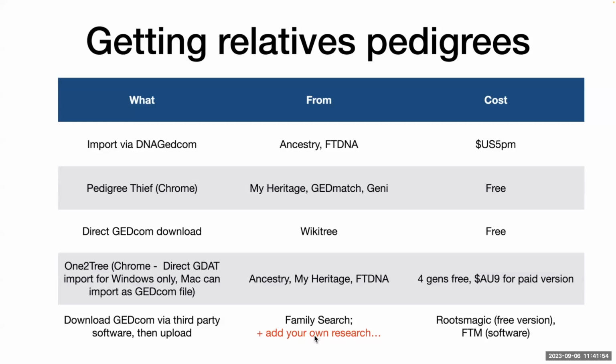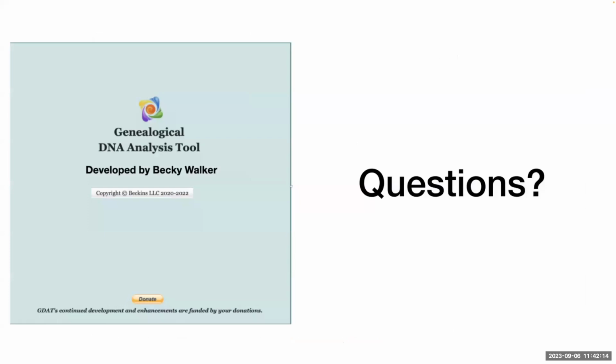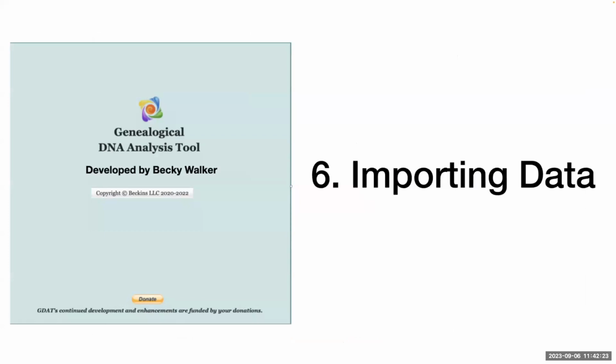I often research somebody who hasn't got a tree on any of the sites, put them in my own tree, and then you can export the GEDCOM from your own family history software. Roots Magic is the only place I've found that can actually download data from Family Search. So, questions so far? No? No hands up, nothing in the chat, so we're right.